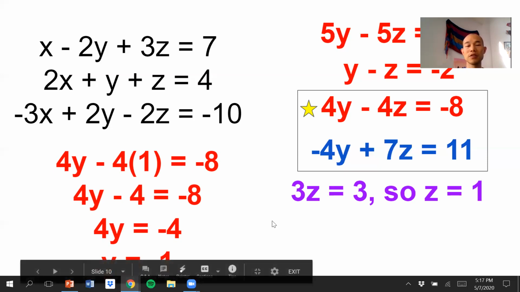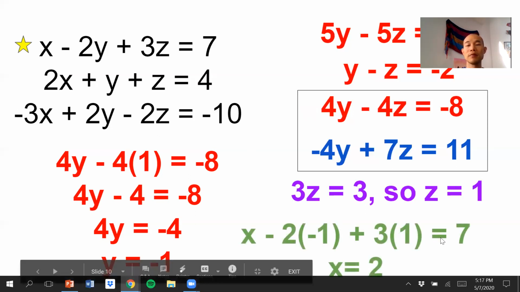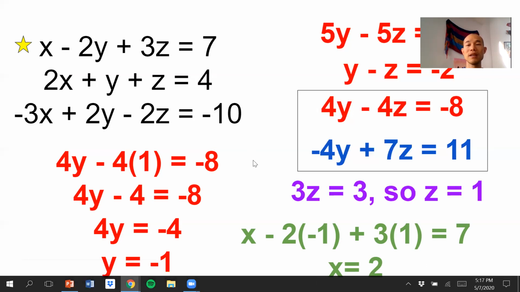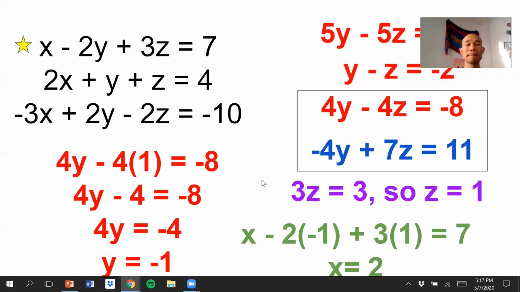Now, as you guessed, we know z is 1, we know y is -1. How do we find x? You can plug both of those into one of these original equations. So again, I'm just going to pick the first one and plug in z equals 1, plug in y equals -1, and we can solve that x equals 2. So x equals 2, y equals -1, z equals 1. That is the solution to the system of equations. That is the point that all three planes would intersect on the graph. And they're the only three values for x, y, and z that make all three equations true, okay?